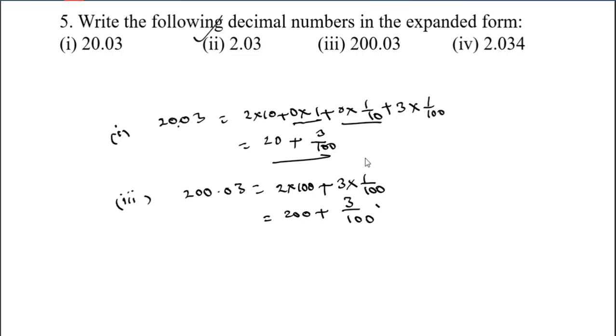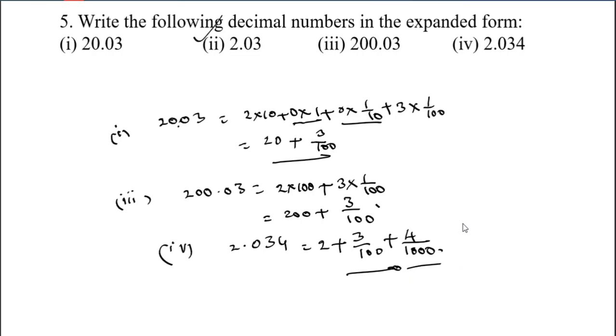Now the fourth one is 2.034. So let me write directly. 2 is in which place? Ones place. 2 into 1, 2, plus 0 into 1 by 10, which is equal to 0. Leave it. 3 is in which place? 3 is in the hundredths place. 3 into 1 by 100, 3 by 100, plus 4 into 1 by 1000. So therefore 4 by 1000. This is the expanded form.